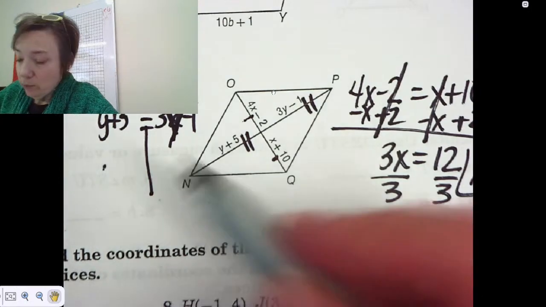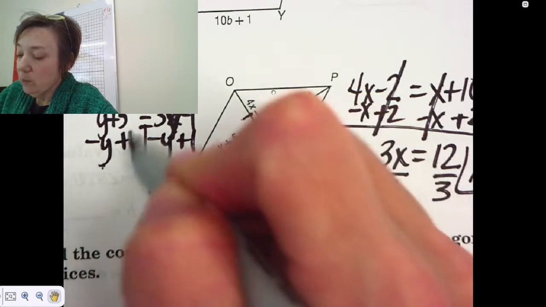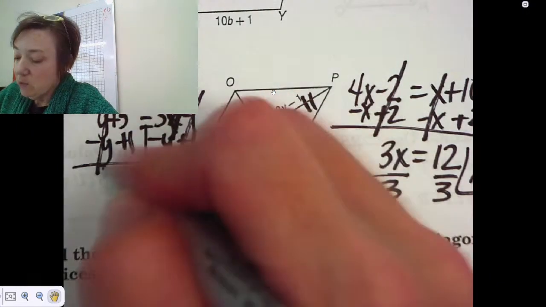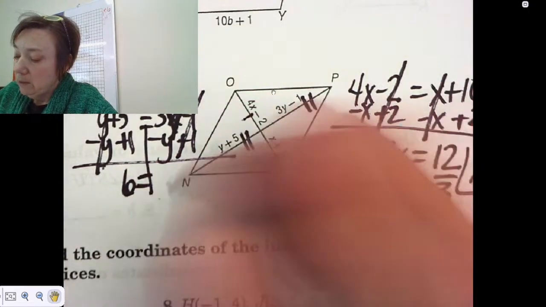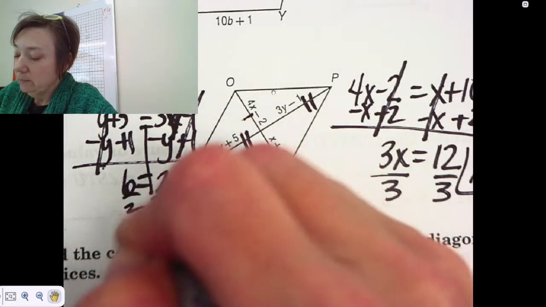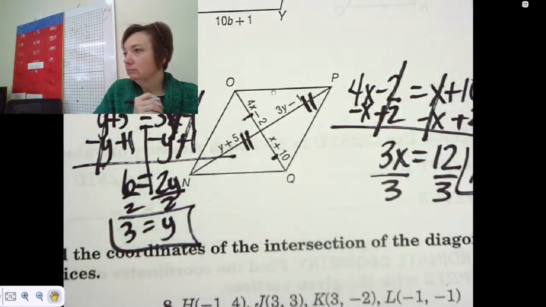Okay, so if I subtract y from both sides, I'm going to add 1 to both sides. See how I can do that in one step, just like that? Save yourself a little bit of paper. Divide by 2. What is y? 3. That's it. Boom!